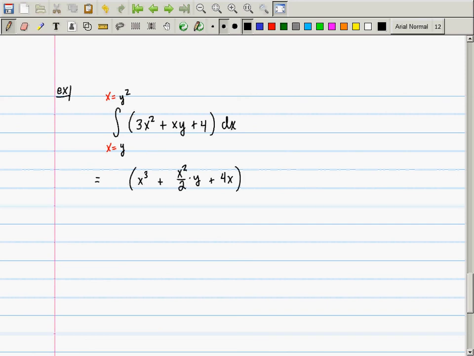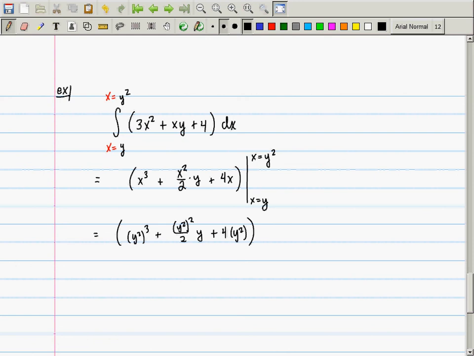Okay, and then this is evaluated from x is equal to y squared. Okay, so then now what are we supposed to do? Yeah, now we start plugging in, right? So then this will be x cubed. I'm supposed to replace x with y squared. So that will be y squared cubed plus y squared squared over 2y plus 4y squared.